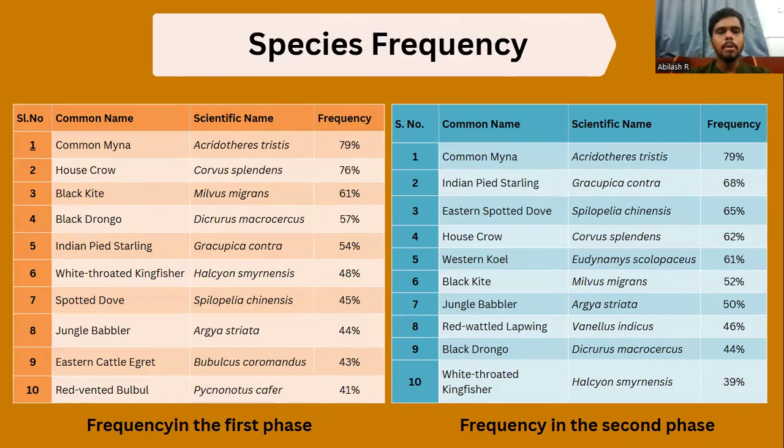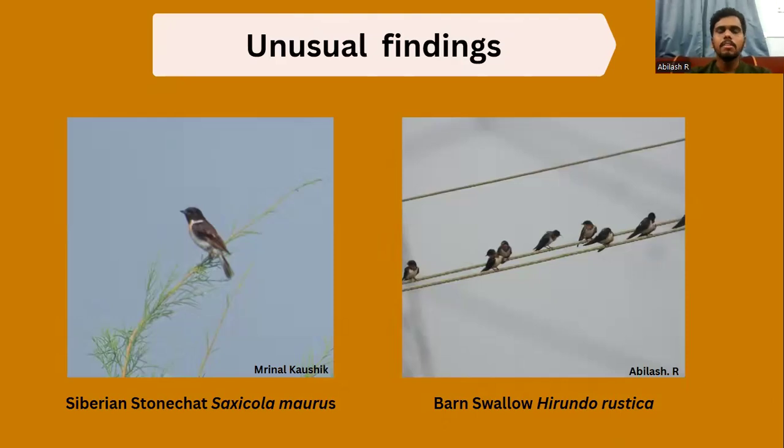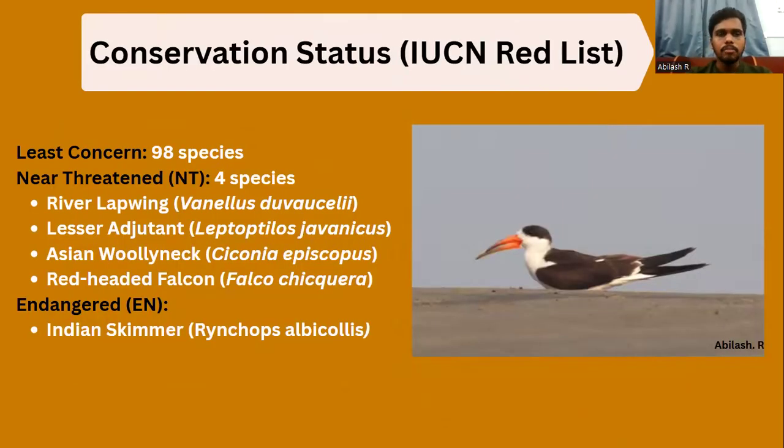Looking at species frequency in the first and second phases, in both phases the common myna was the most frequently reported species. As for unusual findings, even though we surveyed only in the non-migratory season, we got a Siberian stonechat, a migratory species, and a barn swallow. We also got 4 near-threatened species, including the lesser kestrel, Asian woolly-necked stork, grey-headed fish eagle and falcon, and one endangered species, an Indian skimmer breeding pair near the Ganga.